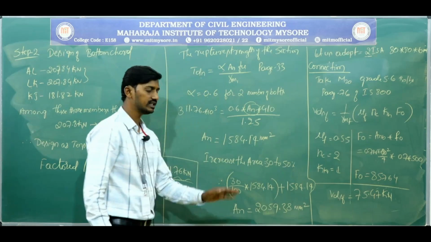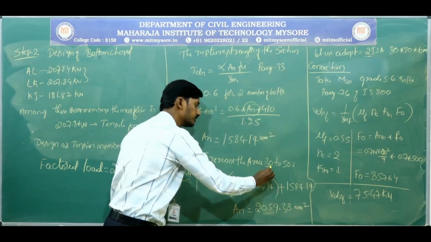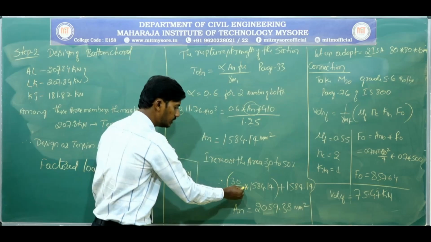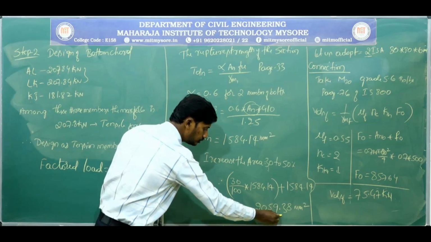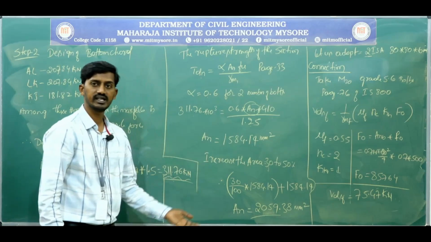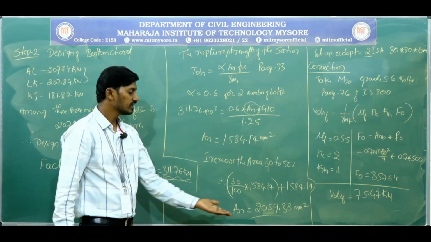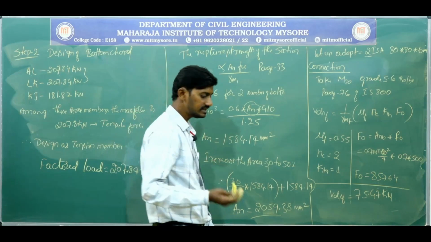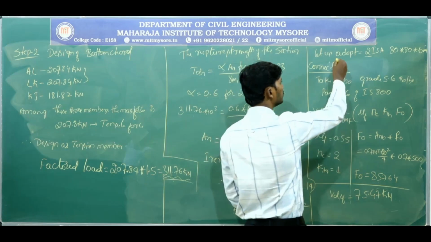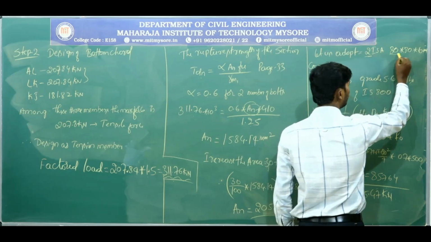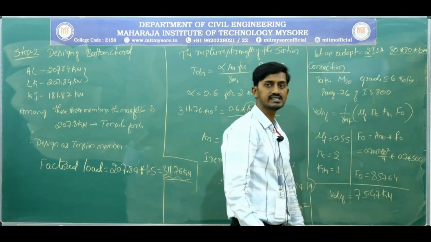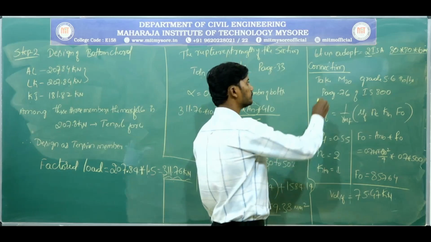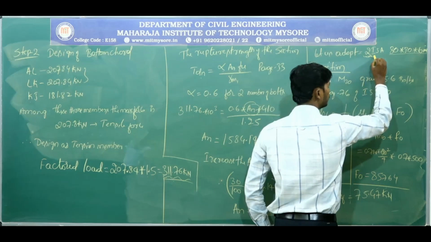So on this basis, let us increase the value as per the code of this area, 30 to 50%. Now let us increase the minimum value, that is 30% of this value, which will give us 2059.38 mm square. Next, based on the area, let us select one angle, that is 2 ISA 80 by 80 by 6 millimeter.